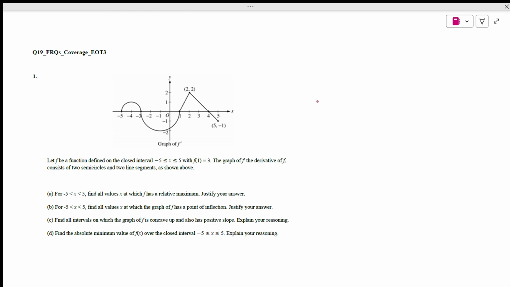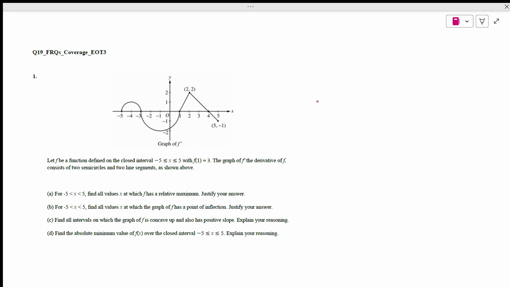Hello everyone. In this video I will be working on question 19, the first question in that file for the end of term exam. Let f be a function defined on the closed interval from -5 to 5 with f of 1 equals 3. The graph of f prime, the derivative of f, is given, not the graph of f. The graph of f prime, the first derivative.